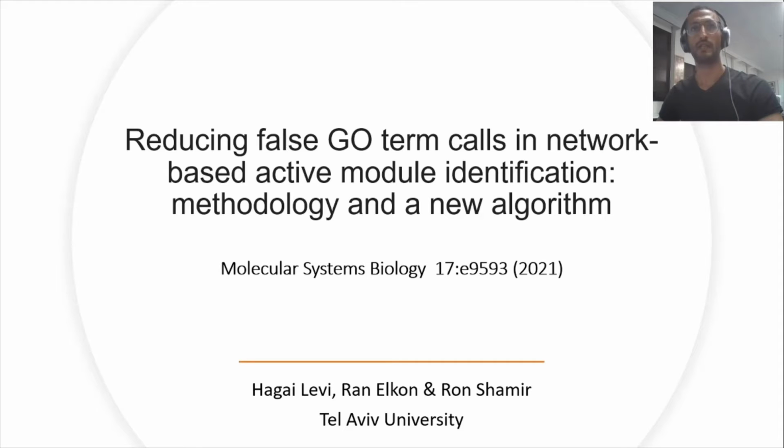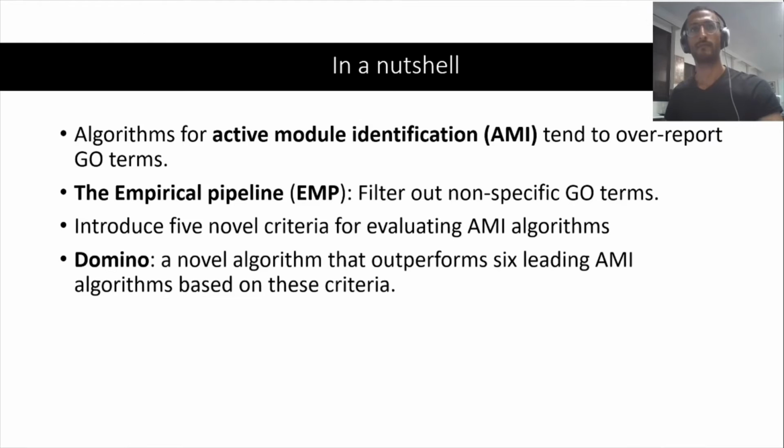In this poster, I will elaborate on one of our projects that revolves around computational methods for active module identification in biological networks. In this work, we revealed a common problem in the active module identification world of over-reporting enriched GO terms.